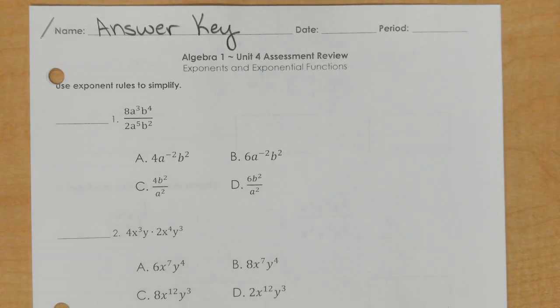For the Unit 4 assessment review, it says use exponent rules to simplify. And then for the front page, this is all multiple choice. So on the test, it's the same way. The front page of the test is multiple choice. So number 1, we need to simplify.